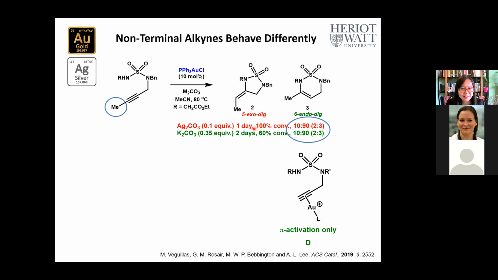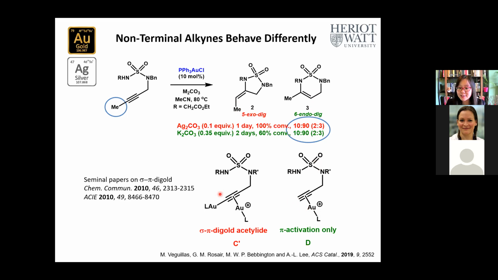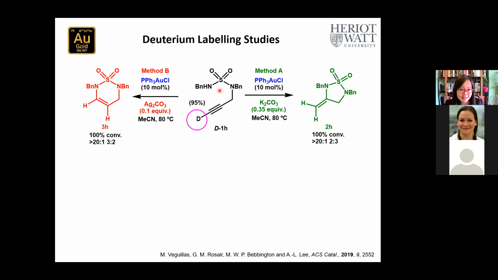Whereas the 5-exo-dig no longer is favored when you have got a substituent there. So we suggested that this comes from the sigma-pi digold acetylide instead, and it requires the terminal alkyne to form the gold acetylide. So we had to check out our hypothesis. And what we did was to make a terminal alkyne again, but this time with a deuterium there.